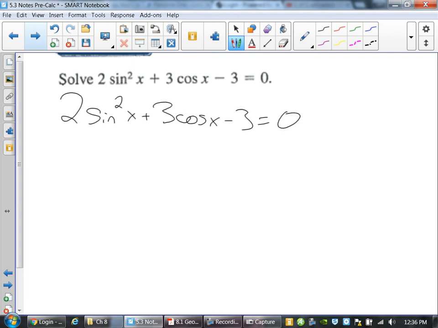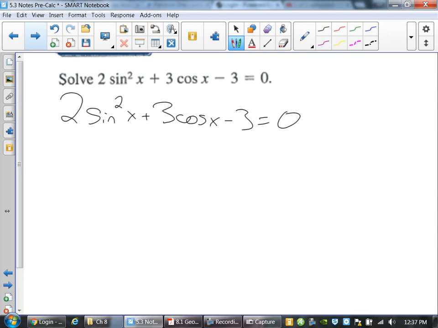I can't solve that right now because I have two different trig functions. I need one trig function to be able to factor. So usually what you're going to do is work with Pythagorean identities and try to put whatever squared term it is in terms of the one that's not squared. So instead of using sine squared, I'm going to use cosine squared.